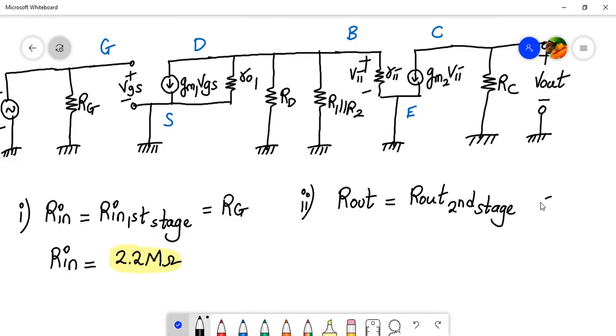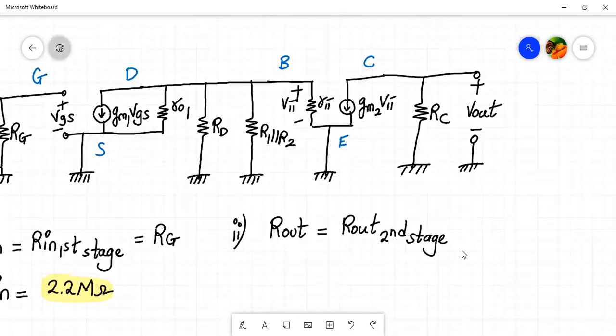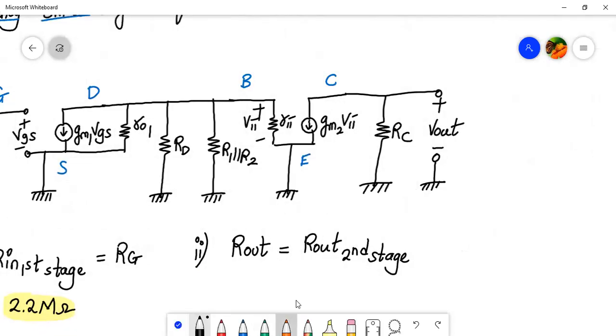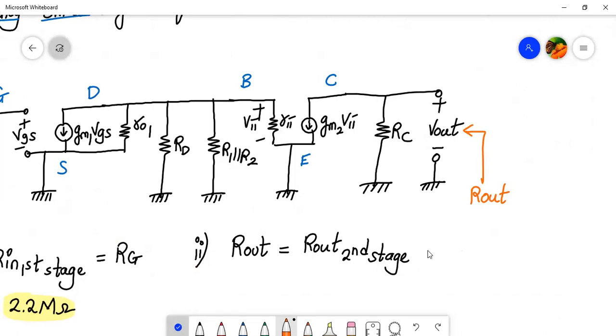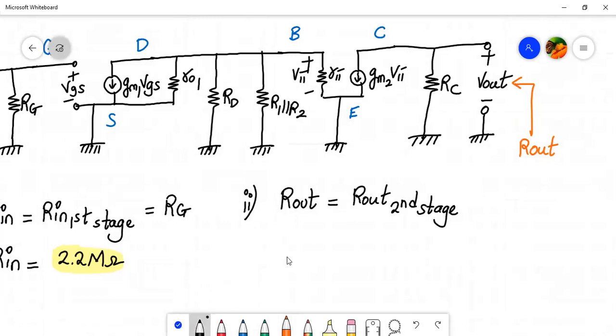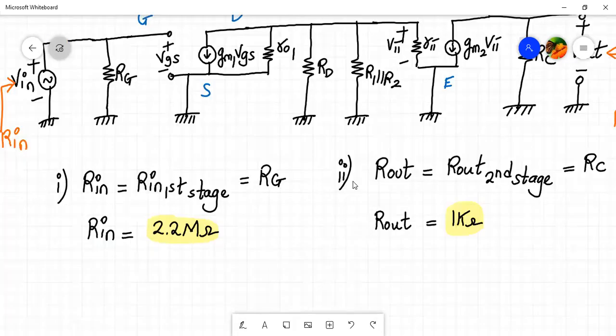So from here, if you sit here and look on the left hand side, this is R out. What do you see over here? You see resistor RC. There is no RL, there is no RO2. You just see a resistor RC. So that means your R out is nothing but RC itself. And what's the value of RC? The value of RC, I think, is 1 kilo ohm. So that's the value of your output resistance. So the output resistance value is 1 kilo ohm and the input resistance value is 2.2 mega ohm.